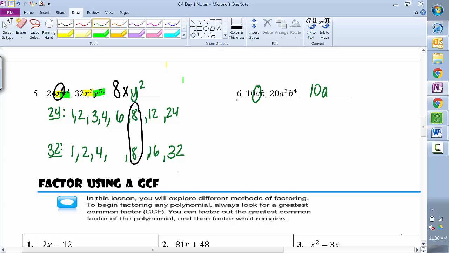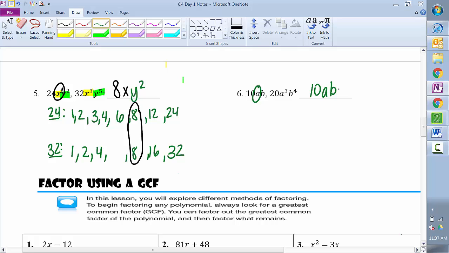Now look at your b's. I have a b to the first power, b to the fourth. What's the smallest? 1. So b to the 1. And that's it. You're looking for a GCF in order to factor. So this is just the pre. This isn't even factoring yet. We're getting into factoring, which is coming up right now.